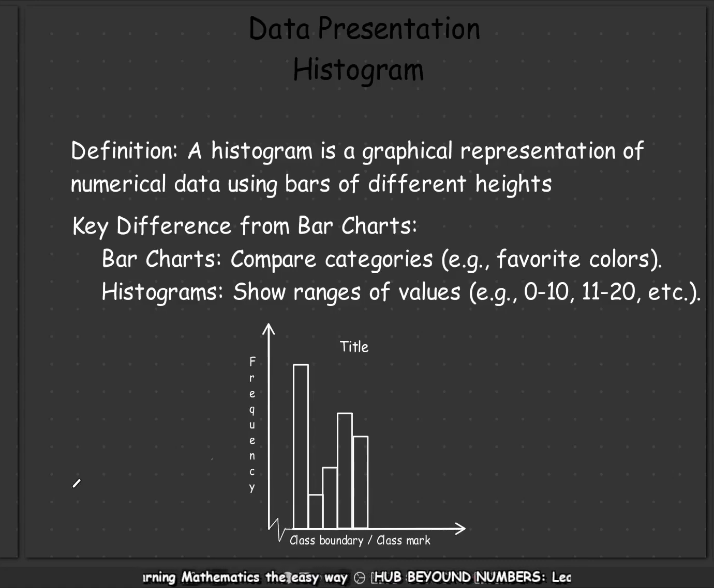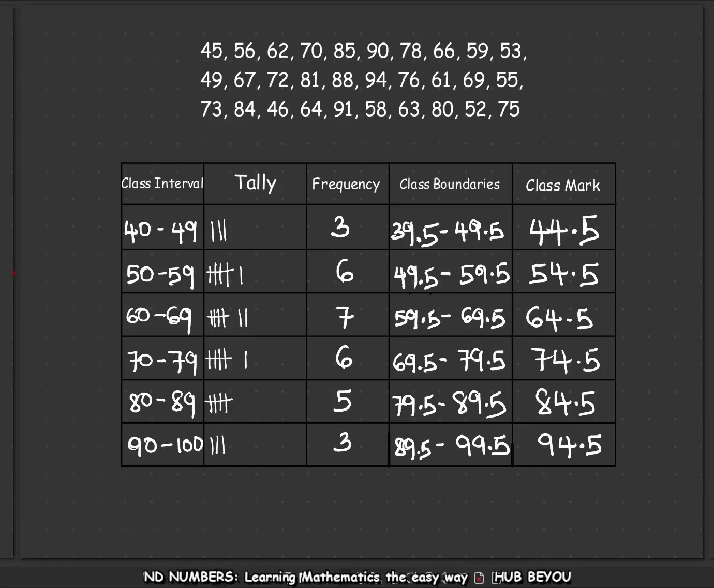As I always say, let's learn by practicing. So we have a table we'll be using to practice how to get a histogram. If you remember, this is the table we came up with when we were looking at the class boundaries and the class mark. This is the same table we want to draw a histogram on. This is your data over here.